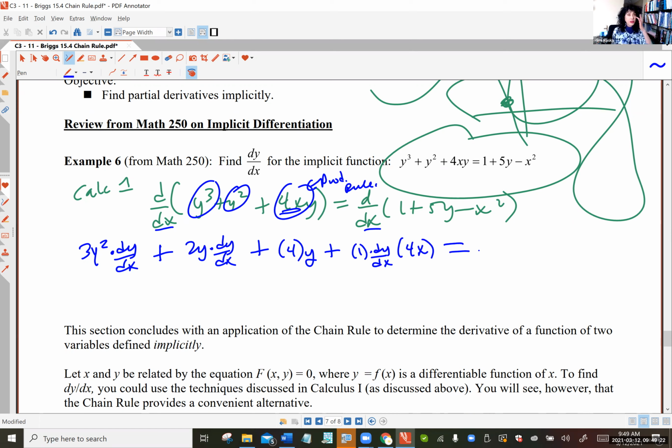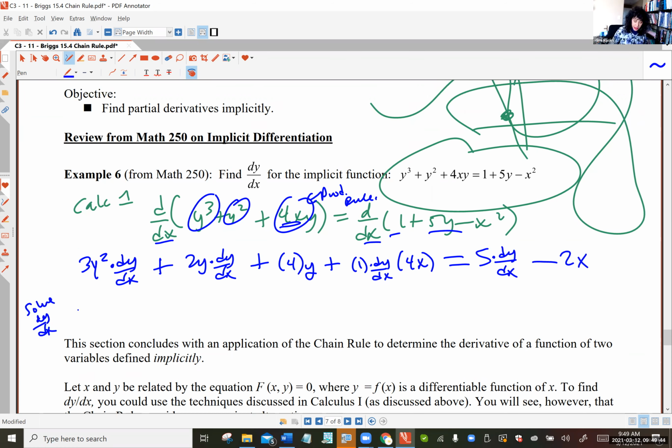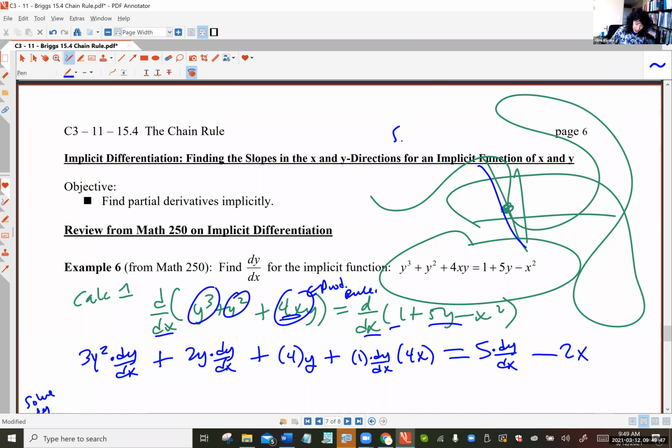Equals, and now you're going to do the right-hand side. We're still in Calc 1. Well, the derivative of 1 is 0. Fine. The derivative of 5y is 5 times, using the chain rule, dy dx. And then minus the derivative of x squared with respect to x is simply 2x. Now what? Well, you're going to try to solve this mess for dy dx. Well, how come? Because the slope of this tangent line, essentially, to this curve is dy dx, and that's what they want you to go get.